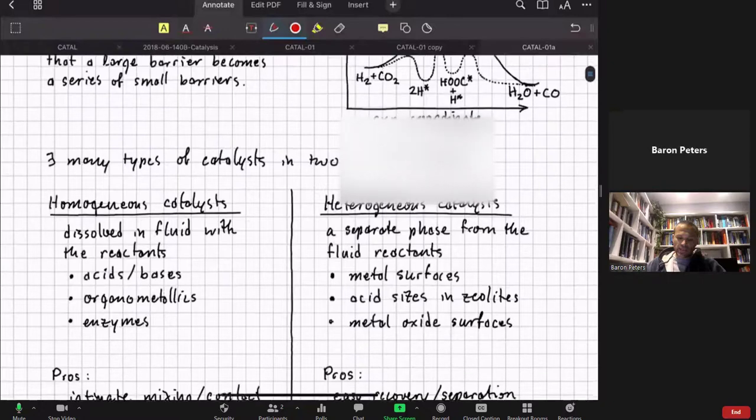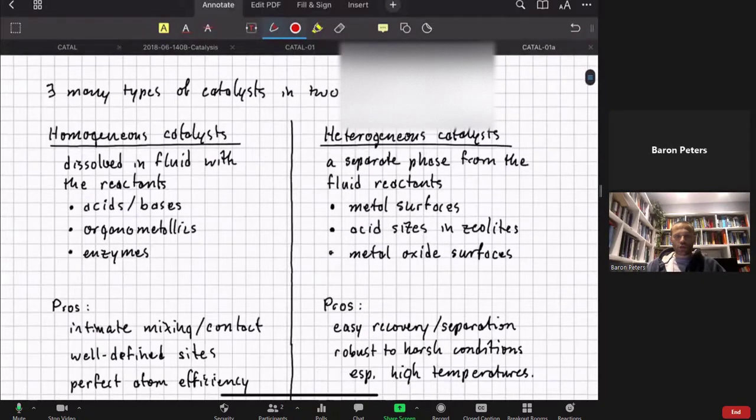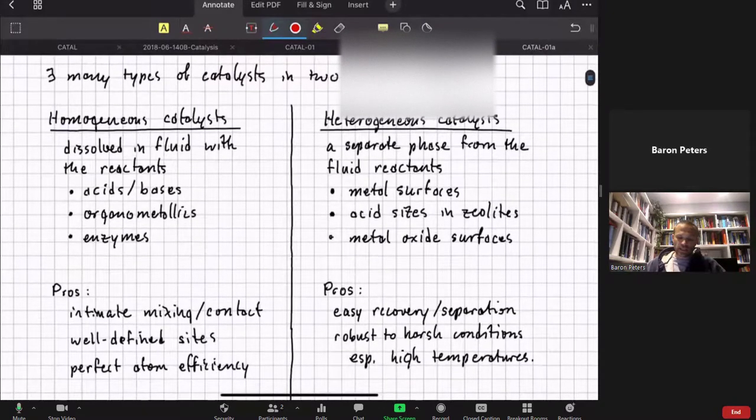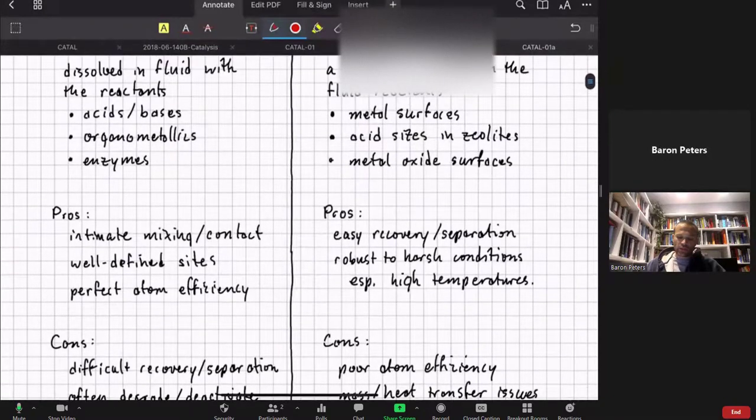So there are many types of catalysts, and they usually fall into two main categories. Homogeneous catalysts are things that are going to be dissolved in the fluid with the reactants. Those can include acids and bases, and also organometallic complexes and enzymes, common examples of those. And you can also have heterogeneous catalysts, and those are a separate phase from the fluid phase reactants. Common examples of these are metal surfaces, acid sites and zeolites, and metal oxide surfaces. So lots of different categories of heterogeneous catalysts. Both of these two things have their pros and cons.